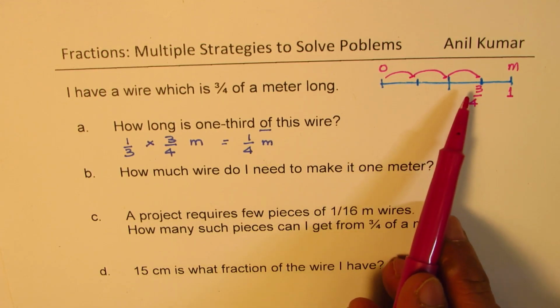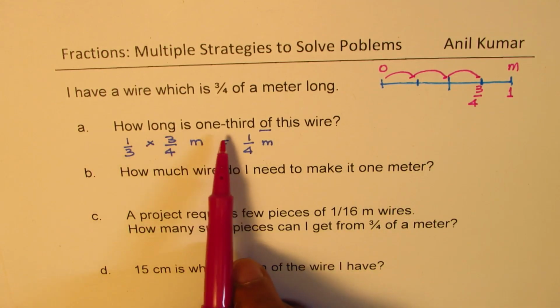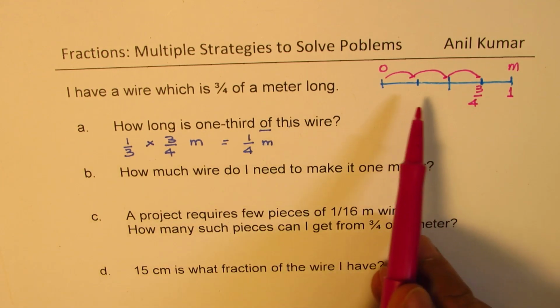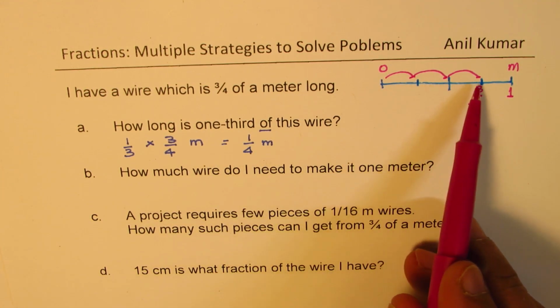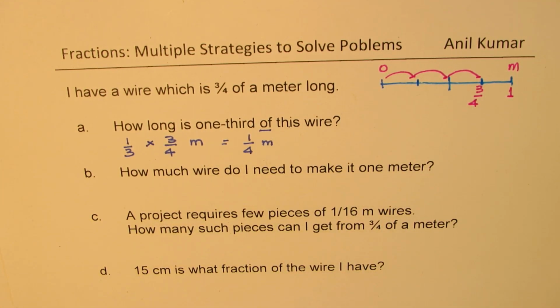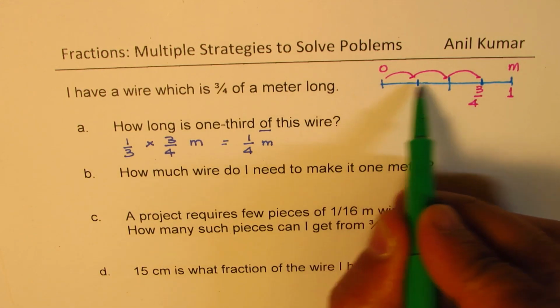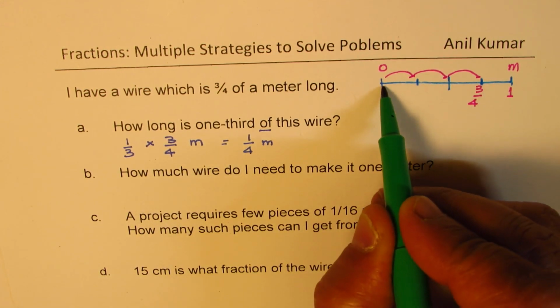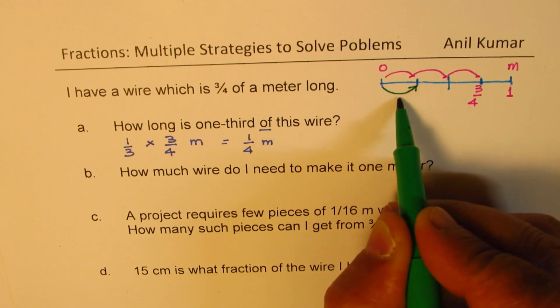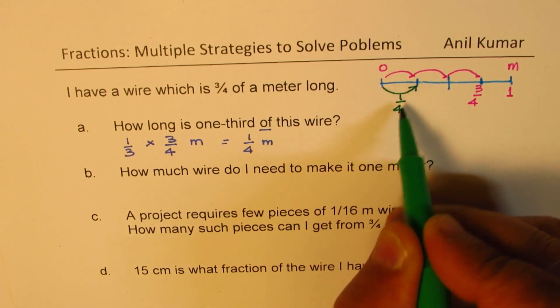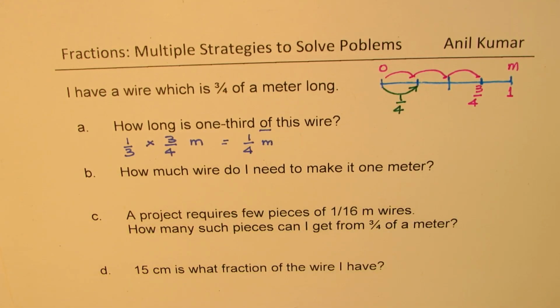And now we want to say, how long is 1/3 of this wire? 1/3, see now 1, 2, 3 pieces, correct? So of this wire, if I do 3 pieces, I have each piece length of 1/4 of a meter. Do you see that answer? So many ways we can look into it.